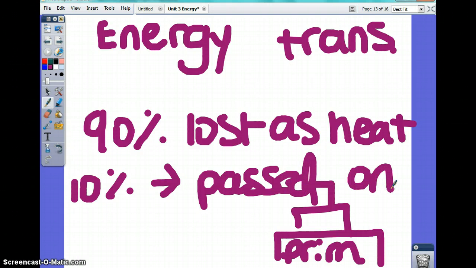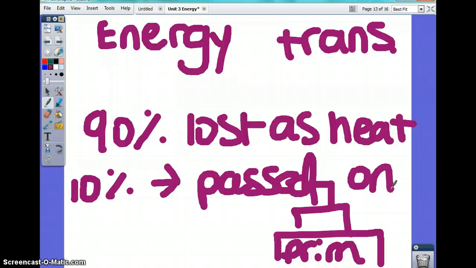So can you rename the levels? What is that drawing called? Anybody know? Energy pyramid. Energy pyramid, okay? And each level in the pyramid is called what? Trophic level, okay? Tell me about the bottom.